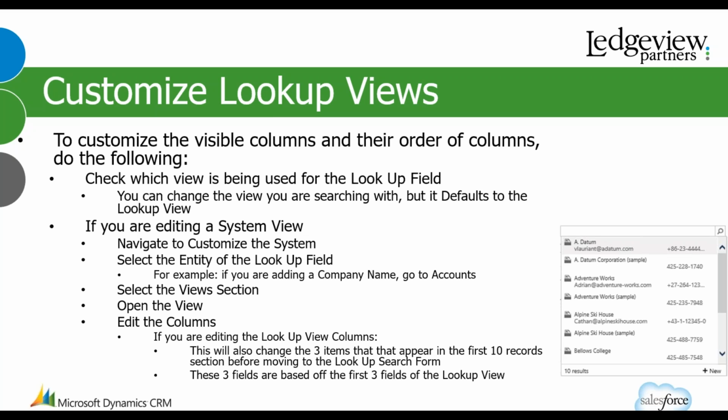So the first step is to check which view is being used for the lookup field. You can change the view you're searching with, but it's always going to default to that lookup view. If you're editing a system view, you need to go to Customize the System and select the entity of the lookup field. So if you're looking up to accounts, you want to go to the account entity, and then select the Views section, open up the view, and edit the columns. As I mentioned, the first three columns of that lookup view are what's showing in that first section. When you first click Enter for a lookup view, and it gives you the drop down of the first 10 records, those three items there are the first three columns in your lookup view. So those can be changed if you move the columns and change the first three columns in that lookup view.